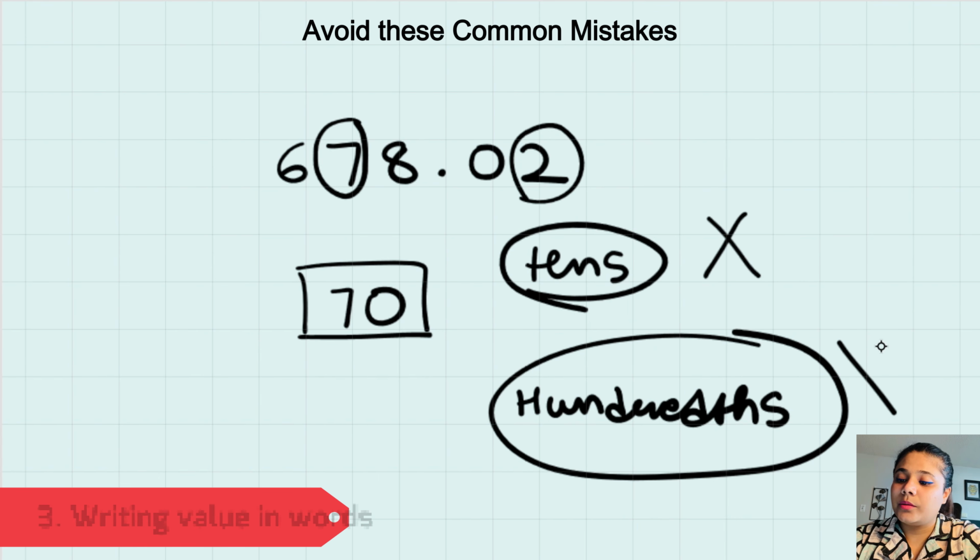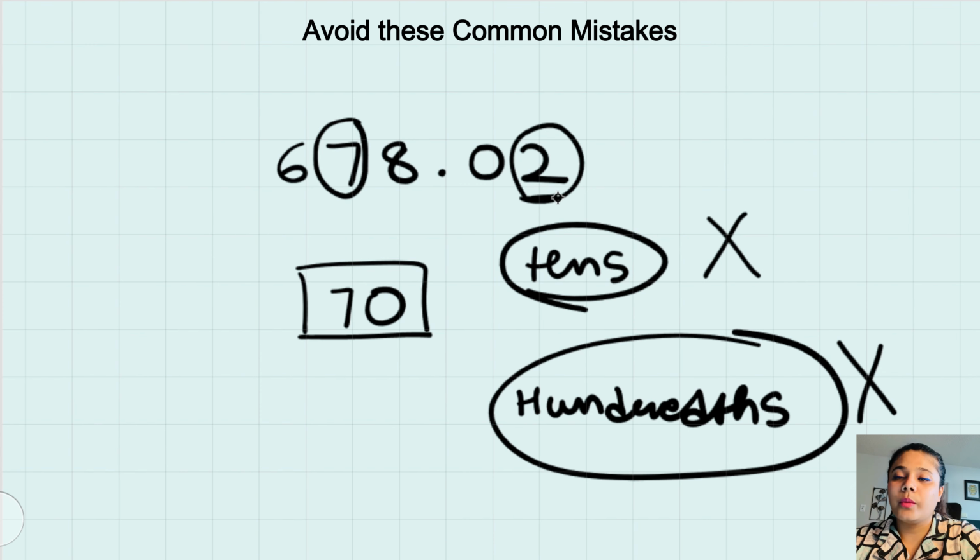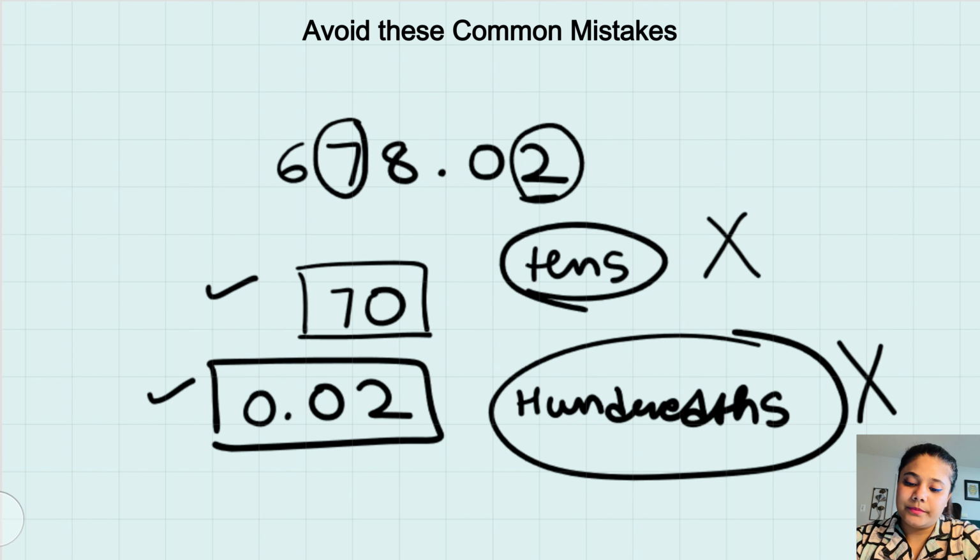This is the place value. It's not the worth or the value. The value of 2 here is 0.02.